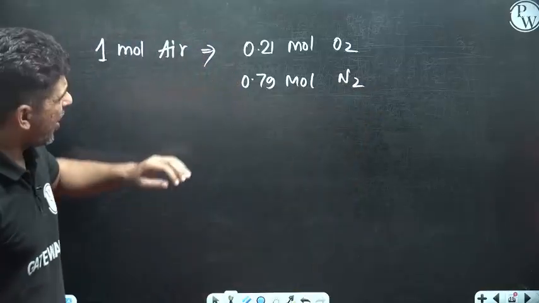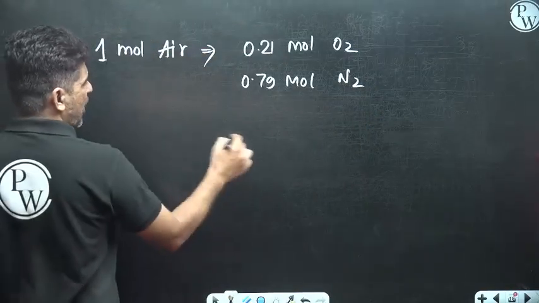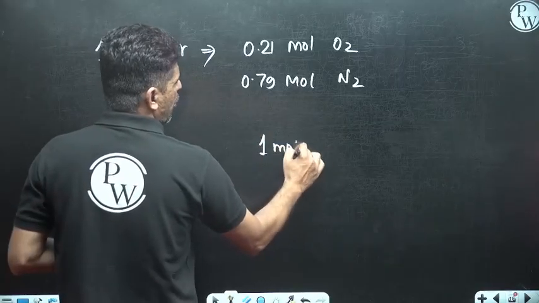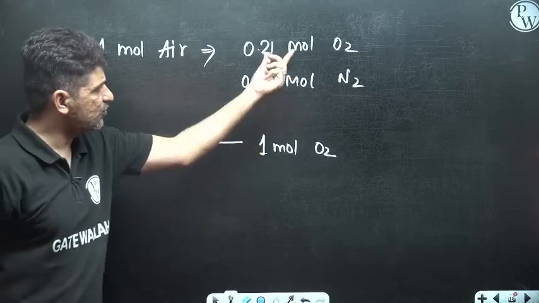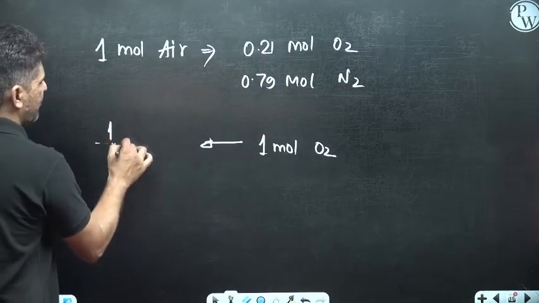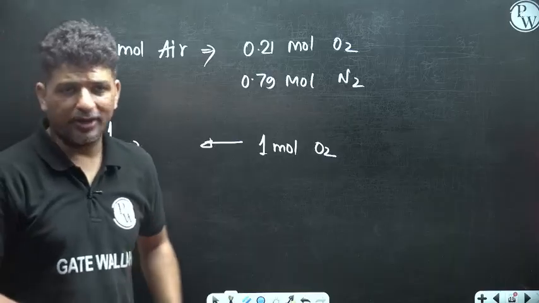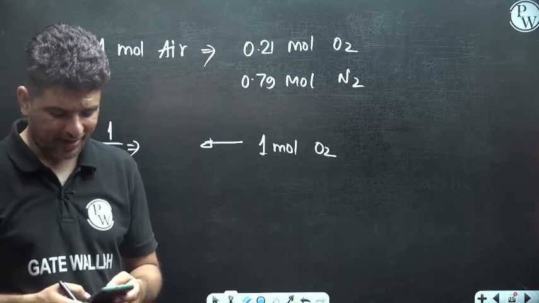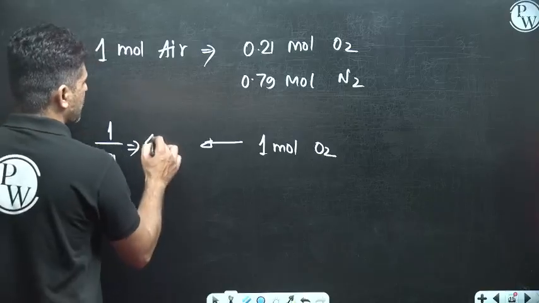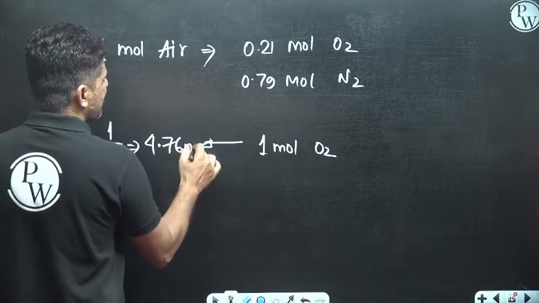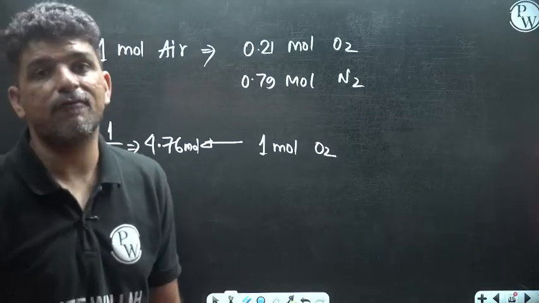Okay, so per 0.21 moles of oxygen, you have how many moles of air? If you have 1 mole of O2, then the mole of air will be 1 divided by 0.21, that is equal to 4 point something. So 1 divided by 0.21 is 4.76 moles. So 4.76 moles of air will be there per 1 mole of oxygen.